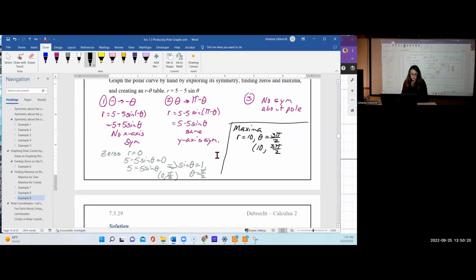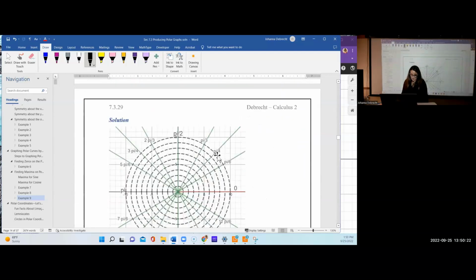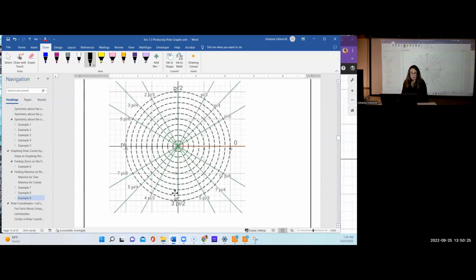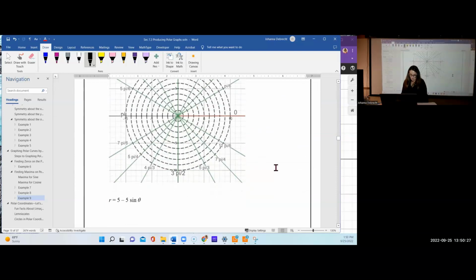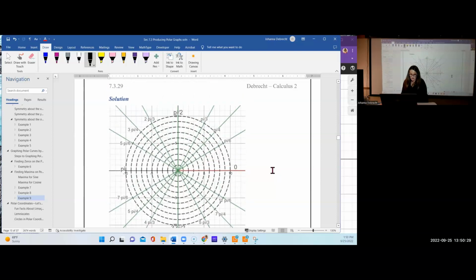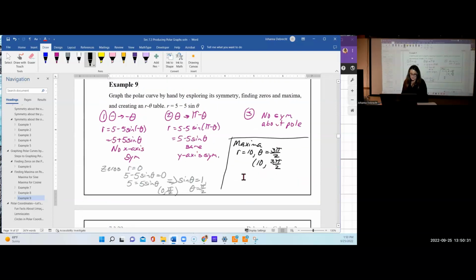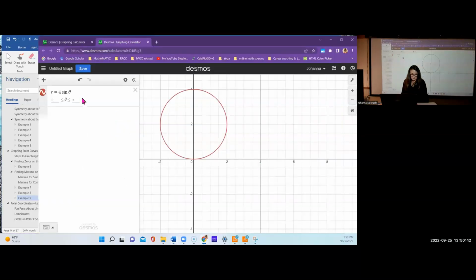Now, the next thing we would do is create an r theta table, and then we would plot the points that we have found onto the graph. Now, I don't want to take the time to plot the points, but if you want to, go ahead and pause the video, plot the points by hand, and then turn the video back on, and we'll compare what we get when we plot this one on Desmos.